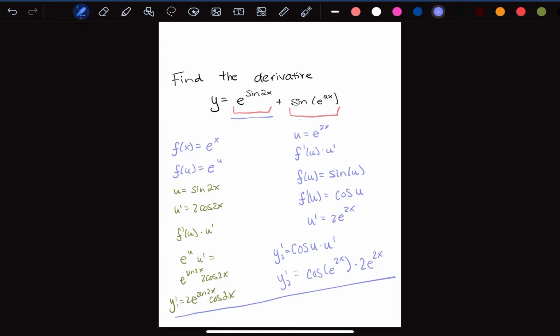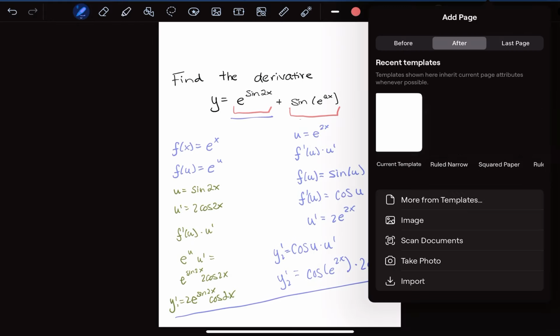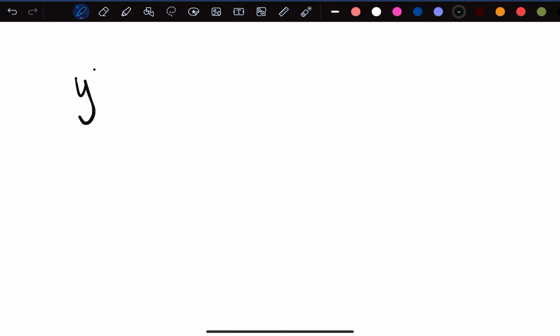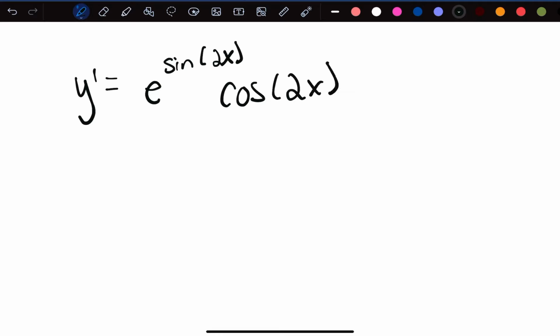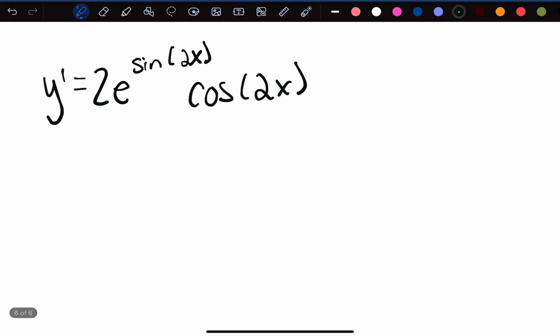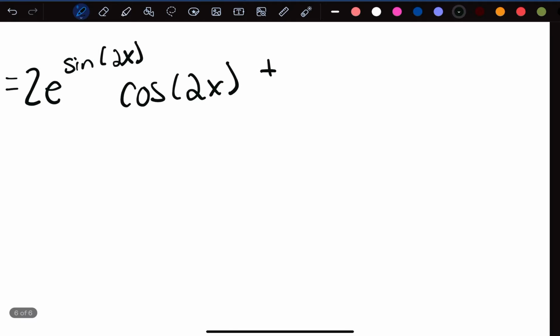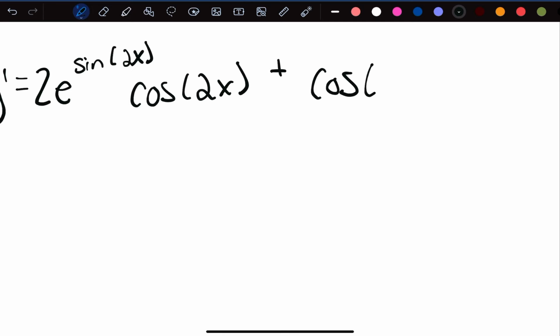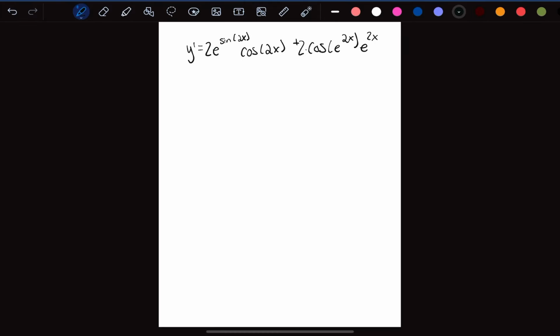And so now writing that onto the next page, what we're going to end up with is our y prime for this problem is e to the sine 2x times cosine 2x times 2 plus cosine e to the 2x times e to the 2x times 2. That 2 can come out in front.